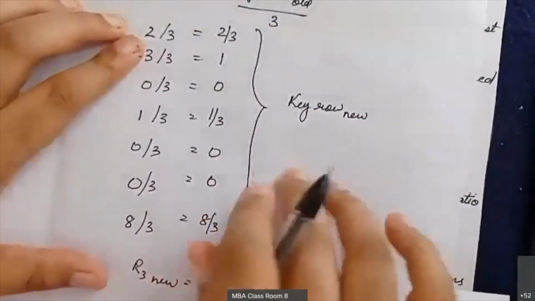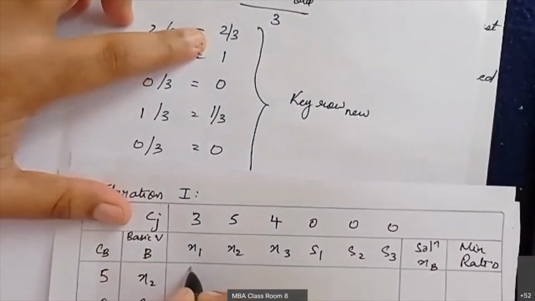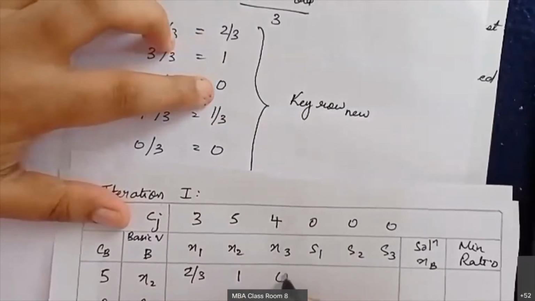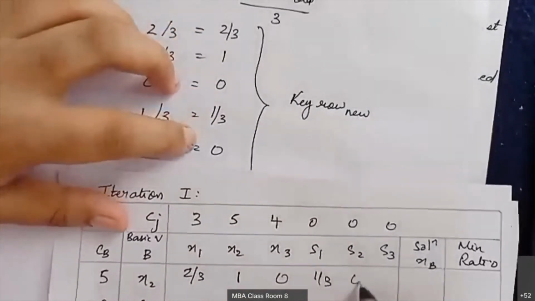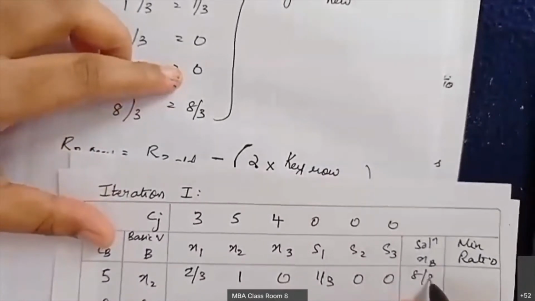Our key row is this one. These are the new values. Can you see these are the new values? I'm going to write the new values. Can you tell me the values? It is 2 by 3, 1, 0, 1 by 3, 0, 0, and 8 by 3.